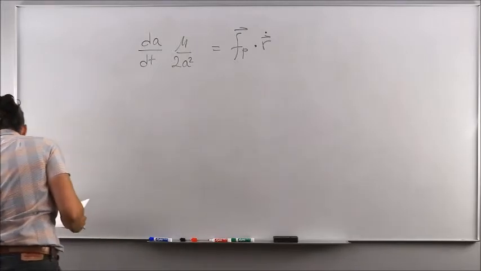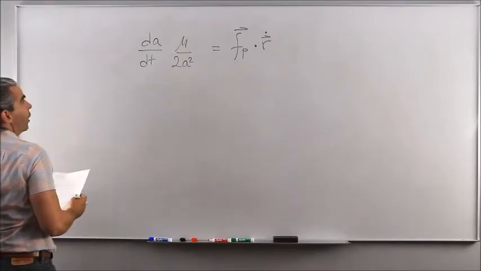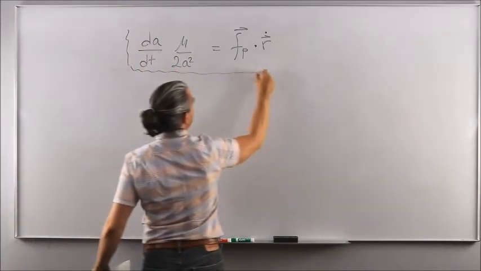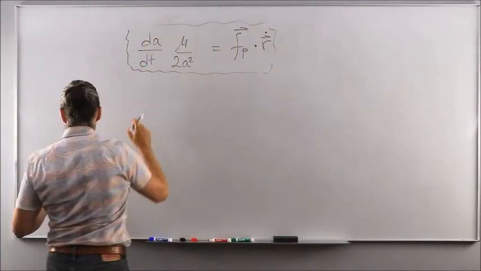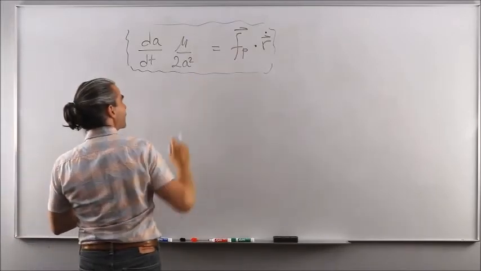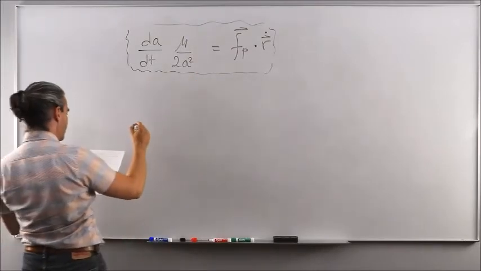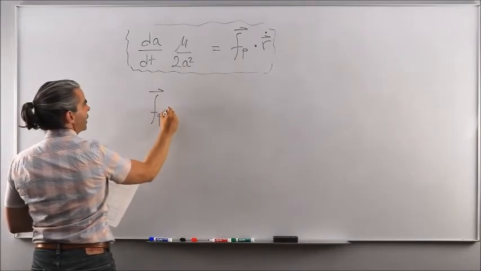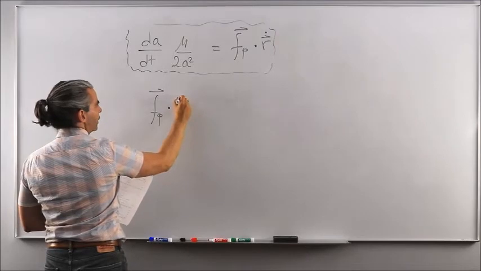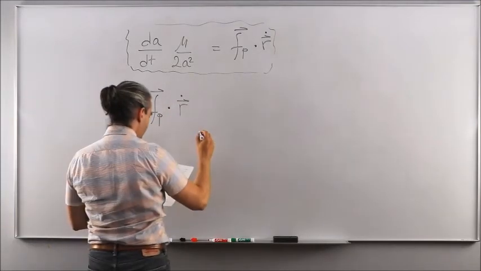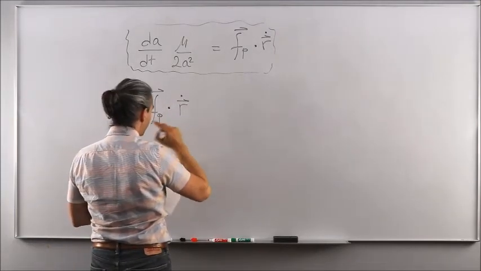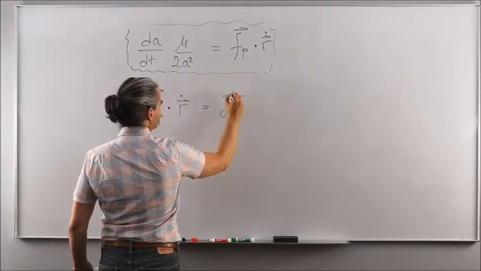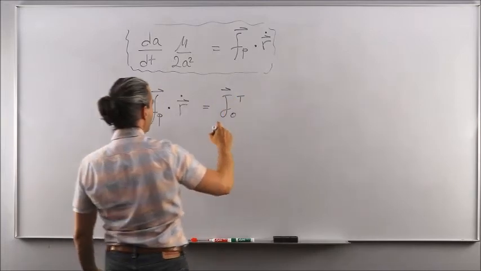Okay, so we're gonna keep that result in our back pocket for now. And then we're going to focus our attention on the right-hand side only, to write that F_p vector dot product with r dot can be expressed in terms of the orbital reference frame, like this.